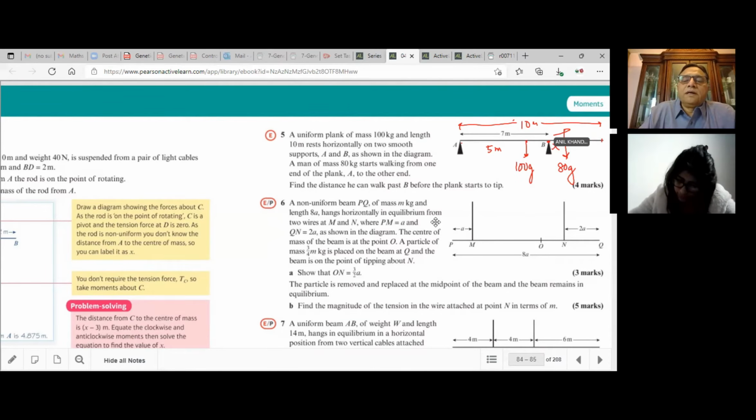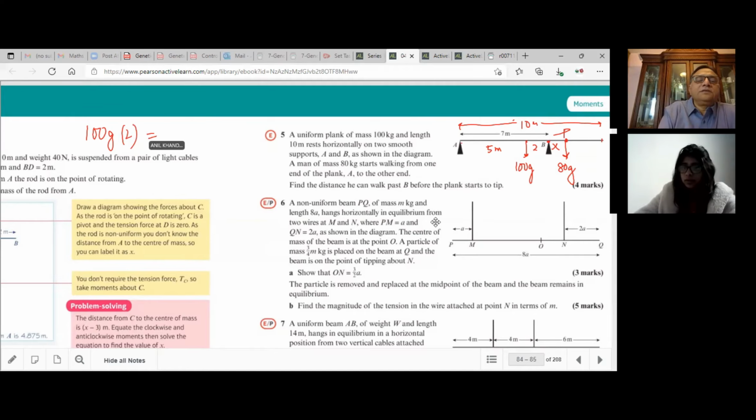Because it is tilting here, we will calculate the moments about point B itself. There are two forces acting. On the left side is the weight, 100 g, and the distance between them is 2, because the total length is 5. So 100 g times 2 should be equal to 80 g times X, because it is X units from B. So X is 100 g times 2 divided by 80 g.